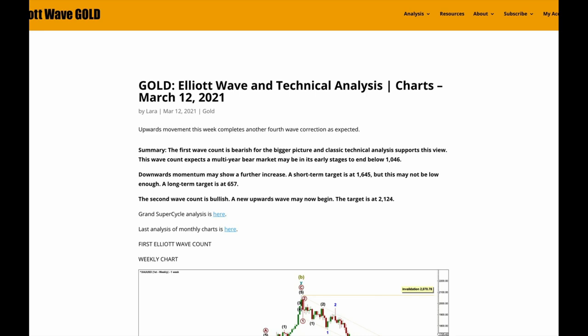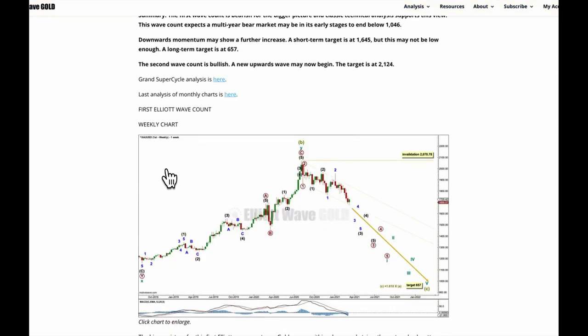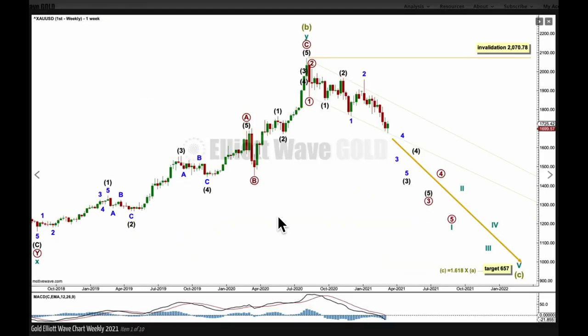The second wave count remains valid, and it is bullish. It expects a new upward trend has just begun, and the target for that wave count is at 2124, and I'm going to let price tell us which of these two wave counts is correct. For now, this is the preferred wave count. It has more support from classic technical analysis.